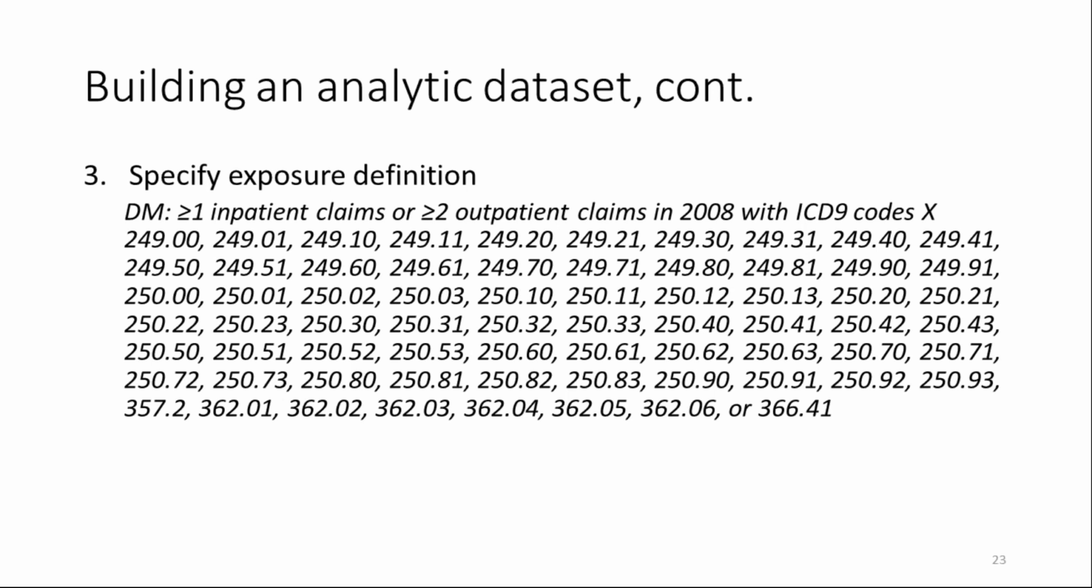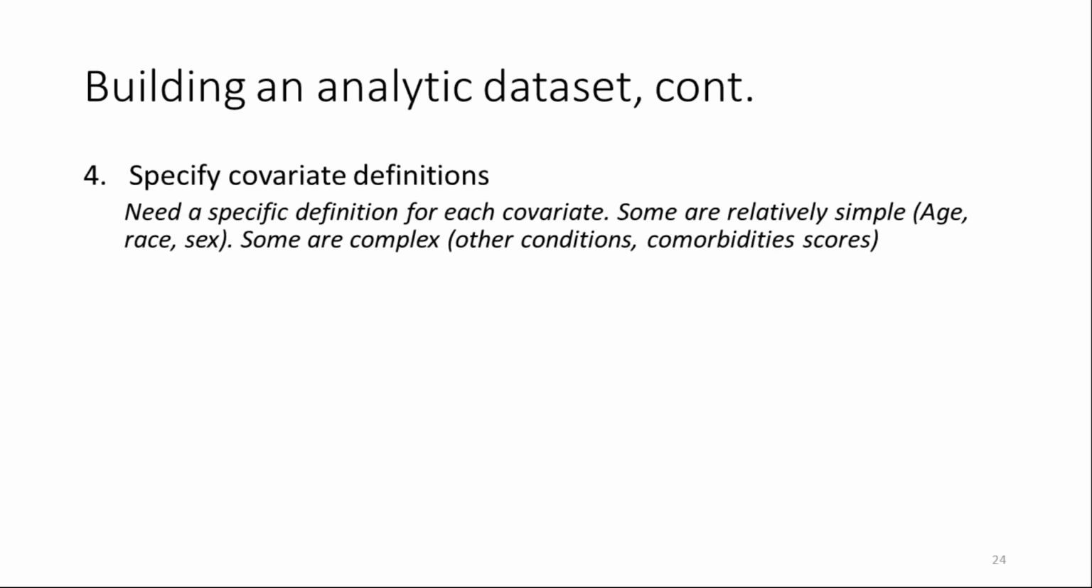If you go off and use a different definition compared to someone else, it's going to make for a lot of explanation when you go to submit your paper. And then you'll have to specify your covariate definitions, which can be very straightforward, defining their age, their race, sex, and then some are going to be more complex, much like identifying diabetes.